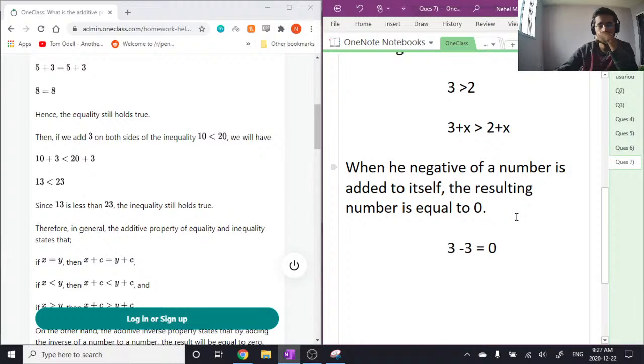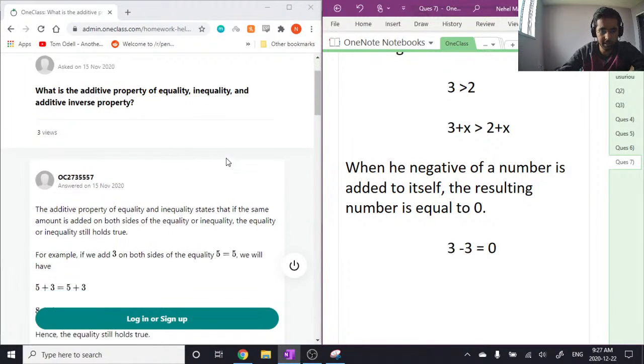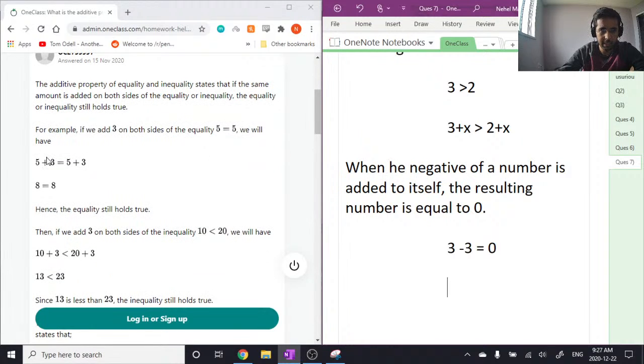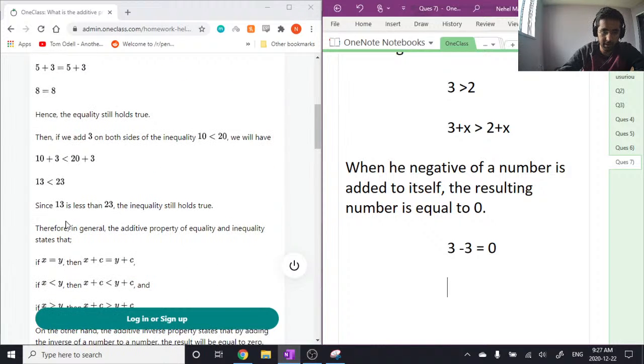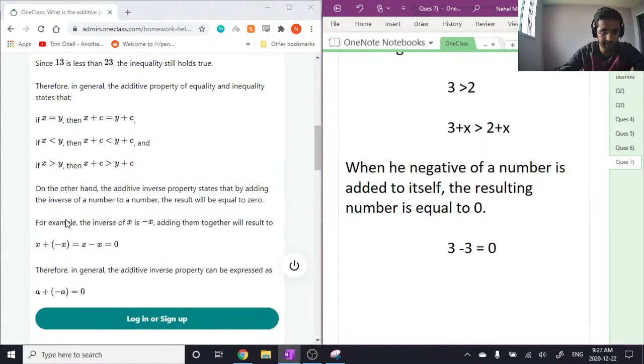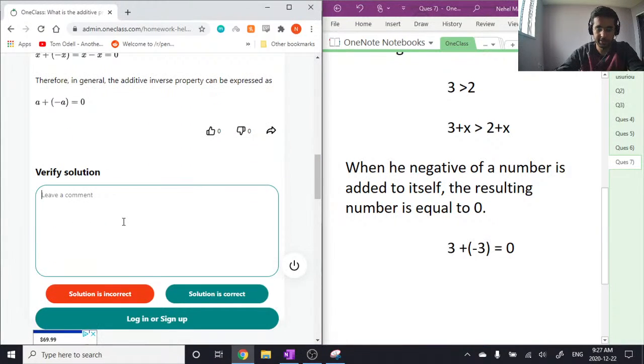Okay, so those were the three properties and their definitions. Let's see what we have described here. For example, 5 plus 3 is 8, perfect. 20 is greater than 10, and we add 3 there, so it doesn't do anything, that's perfect. And then x plus minus x, actually that's a very good way of representing it, since it's an additive inverse. What you're doing is adding the inverse of it. So adding negative 3, which is equal to 0. Perfect.